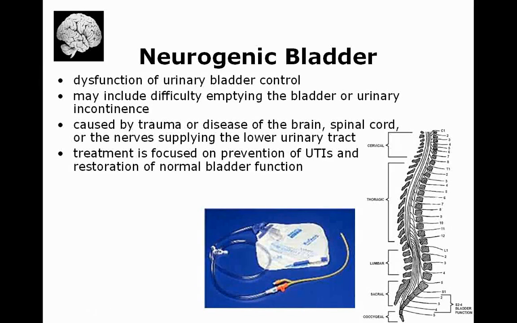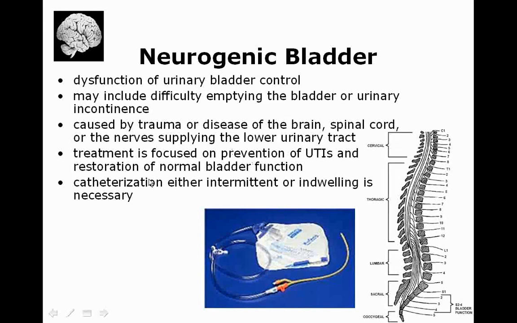Treatment is focused on, certainly if they can treat the neurogenic problem, but if they cannot treat that nervous system problem, then they're just going to try to prevent urinary tract infections and try to restore normal bladder function. Catheterization will be necessary, either intermittent catheterization or the patient may have to have an indwelling catheter. It's a good picture on page 541 under enrichment of the urinary catheterization process and the indwelling catheter in the female and the male.